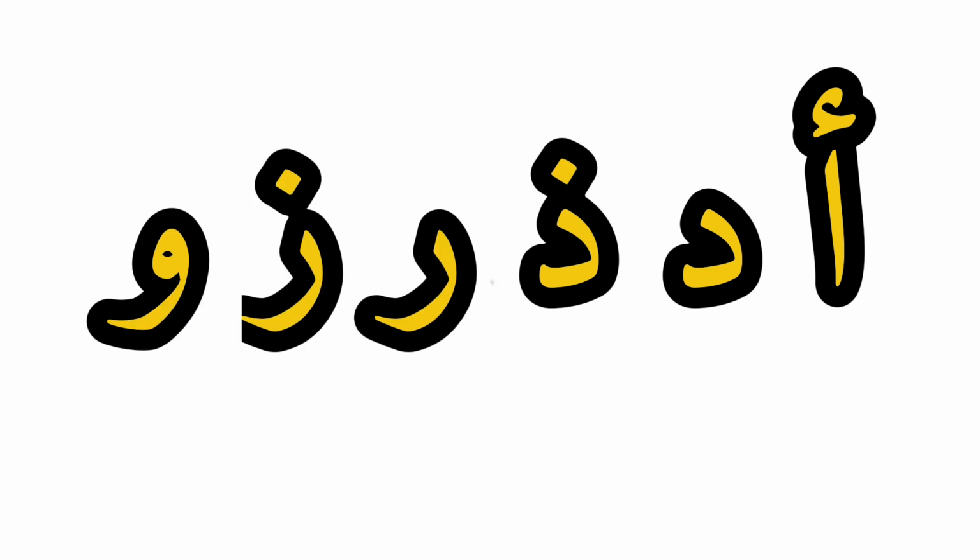We write it in that shape when it comes at the beginning of the word and when it comes after one of the 6 letters which can't connect on the left side with other letters. And these letters are Alif, Dal, Zal, Ra, Zay, Waw.